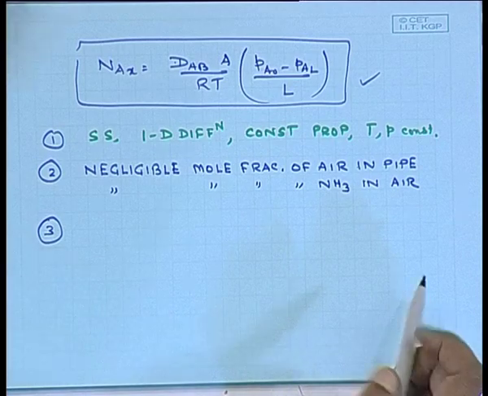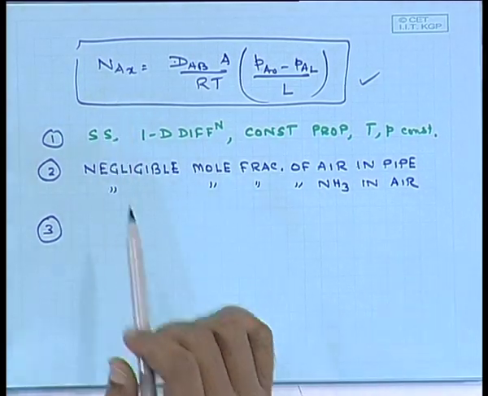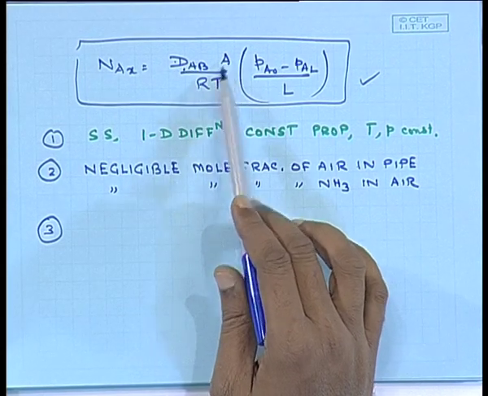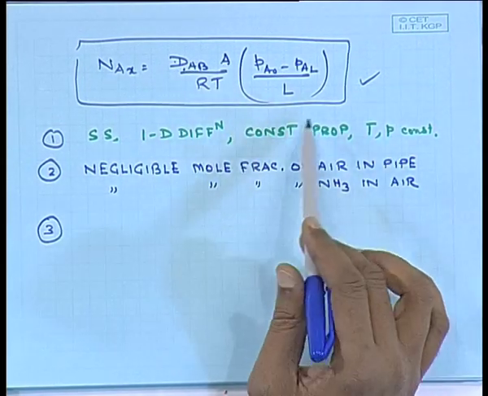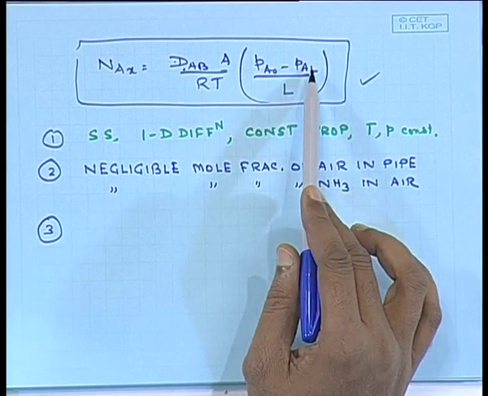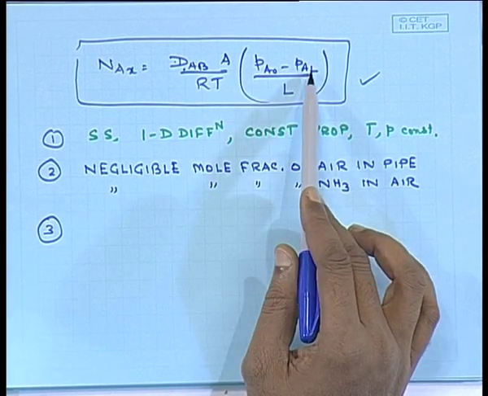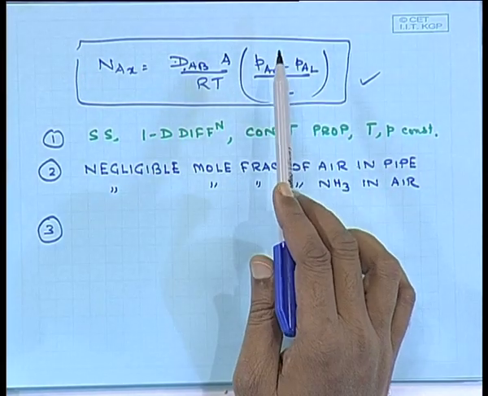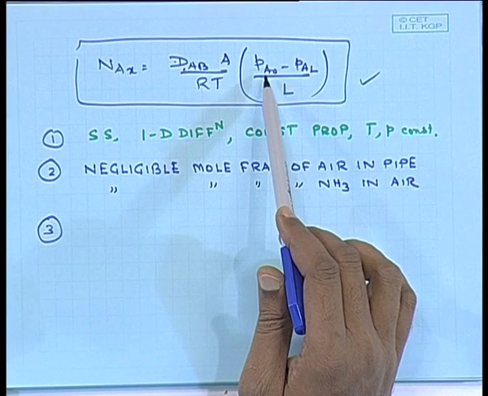I have to evaluate my NA. I know DAB, I know the area, RT, etc. Length is given. PA0 and PAL, these two I have to know when I am thinking of ammonia. So, in the case of ammonia, is this PA0 known to me?